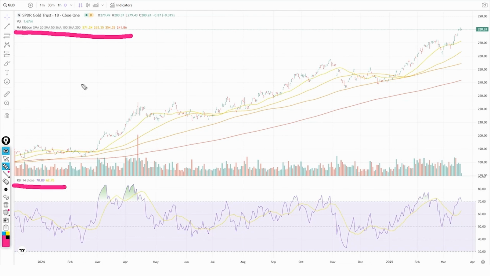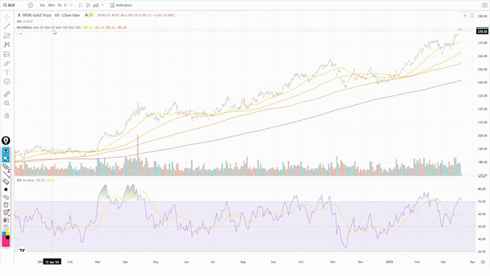Now, again, this is just the interactive charts page on Zacks.com. So it's free to use. And it's the free version of TradingView. So this is one way to sort of game the system and get access to more indicators. So I have the 20, the 50, 100, and the 200 all on this chart. And you can mess with this a little bit.